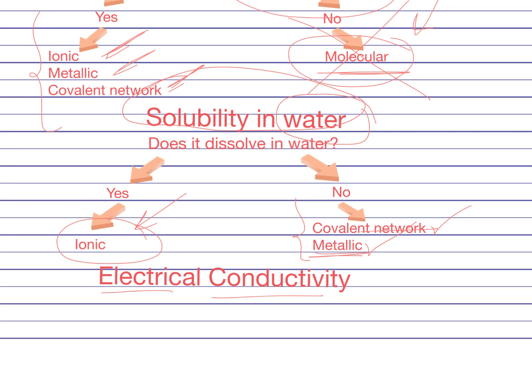Now, let's say that you have an ionic one because you went through all these steps, and then you know that you have an ionic one. Ionic compounds, when you dissolve them in water, are gonna conduct the electricity very well. So once you have dissolved it in water, you can use a conductimeter to see if that solution is conducting the electricity. If it is, then you can say that you have an ionic compound.